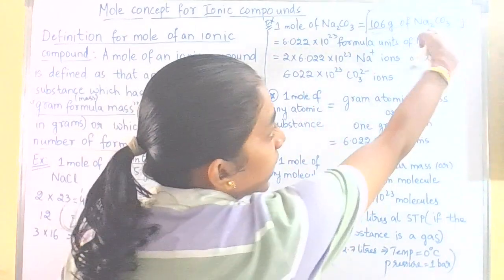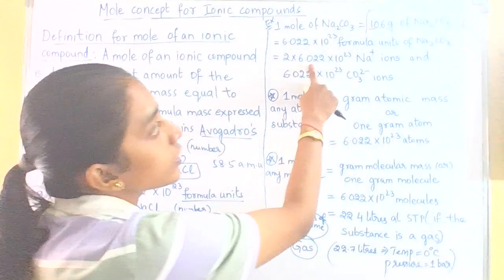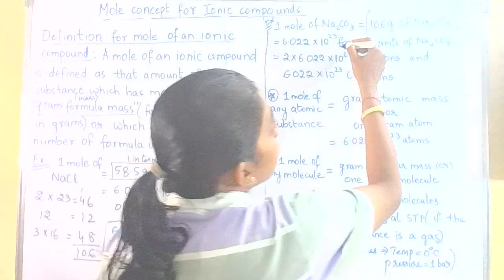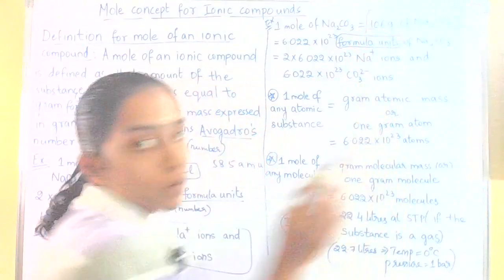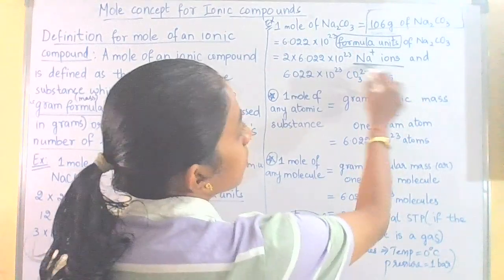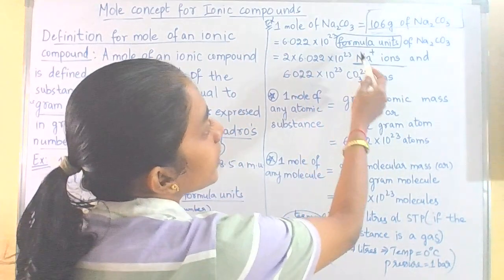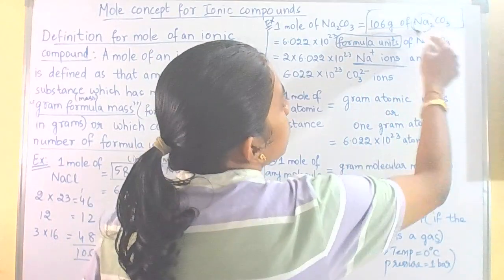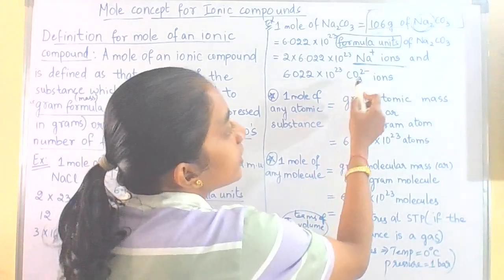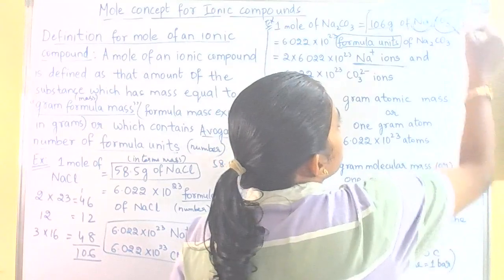As we have 2 atoms of sodium here, we'll be multiplying it with 2 here. 2 into 6.022 into 10 to the power 23 Na plus ions we have. Here we are writing the formula unit, the whole formula unit, one formula unit. And when we split it, we'll be writing it in terms of ions. We have 2 into 6.022 into 10 to the power 23 Na plus ions, because we have 2 sodium atoms. And 6.022 into 10 to the power 23 CO3 2 minus ions, carbonate ions. This whole is taken as one ion.